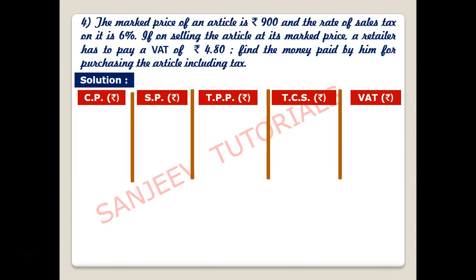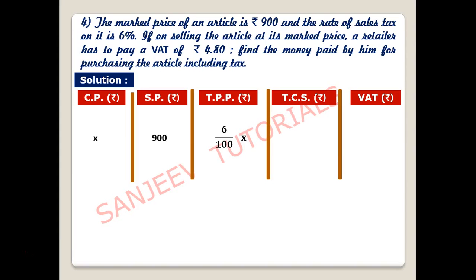The question is I have to find cost price for this retailer. So I assume, let the cost price for retailer be rupees X. Please note this X is the cost price without tax. Selling price for the article is rupees 900. My third column, tax paid on purchase. Purchase price was rupees X. So tax paid on purchase will be 6% of X.